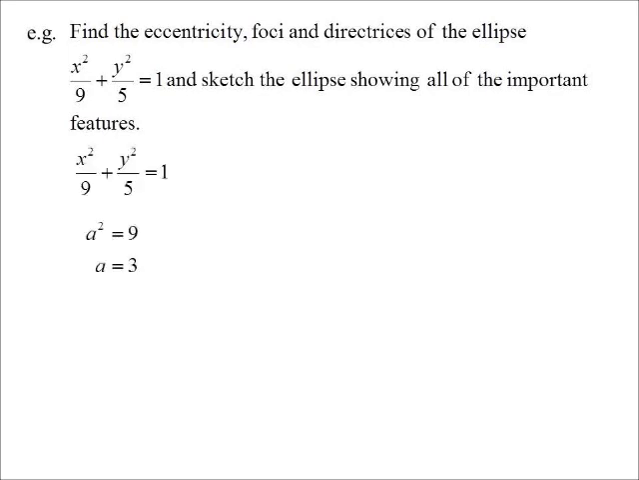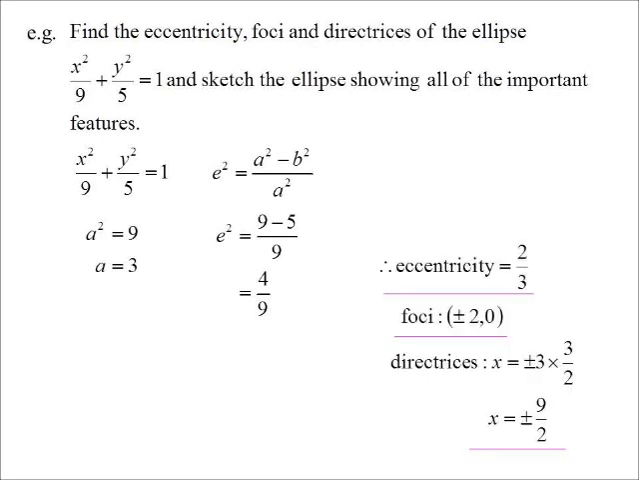There's our ellipse. x squared on 9 plus y squared on 5 is equal to 1. a squared is 9, so a is 3. I mean, those of you thinking, oh, but it's plus or minus 3. No, a is just a positive number for this. Okay. So I'll work out the eccentricity, a squared minus b squared on a squared. We end up with 4/9. Eccentricity of this one is 2/3. Foci plus or minus 2, 0. Directrices become plus or minus 9 on 2.